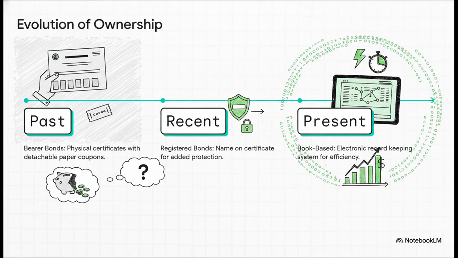Think back to the old movies. We started out with physical bearer bonds, literally physical paper certificates with actual detachable paper coupons you had to physically walk into a bank. Super risky, right? Because if you lost the paper, well, poof, you lost your money. Eventually, we wised up and moved to registered bonds with the owner's actual name on the certificate, which obviously solved the whole theft issue. Fast forward to today, it's all highly secure, instantaneous, electronic book-based formats, no paper, just pure digital efficiency that lets modern trading floors operate at absolute lightning speed.